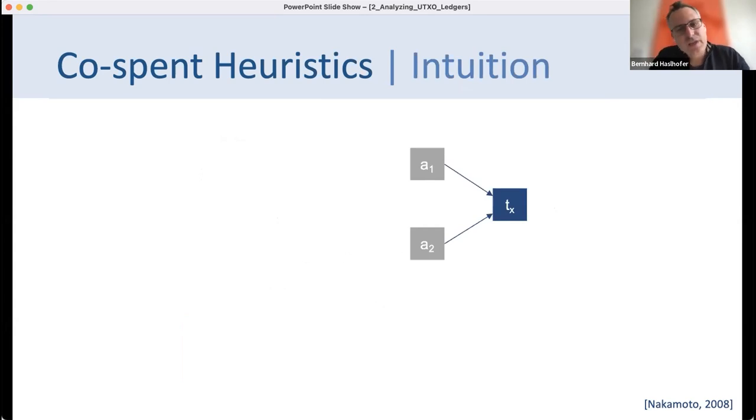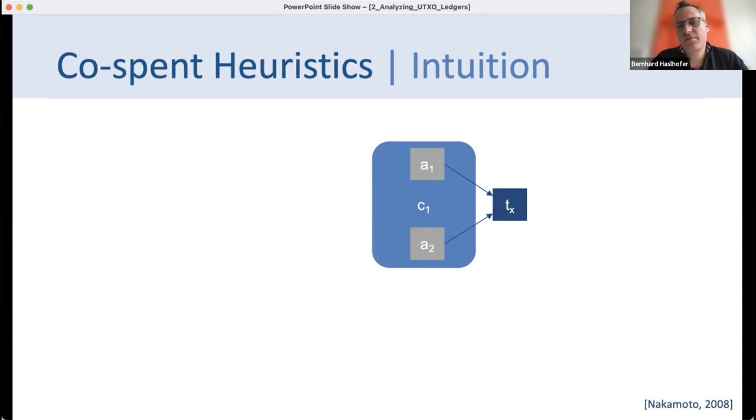Just to give you the intuition, let's assume you have one Bitcoin transaction X that has two inputs, address one and address two. What we can assume is that if, for instance, I created transaction X and use address one and address two as input, I must possess the private keys to sign those inputs in order to use them as part of my transaction. That means I must somehow control those addresses. So this is, I would say, a fairly safe assumption that someone who creates a transaction must also somehow control the funds he's using as part of this transaction. So we can then make the assumption that these two addresses belong together.